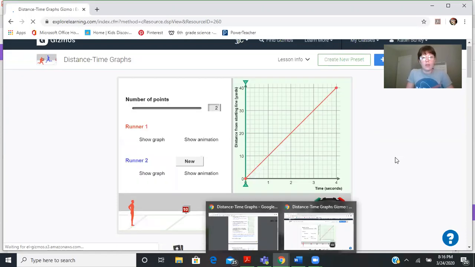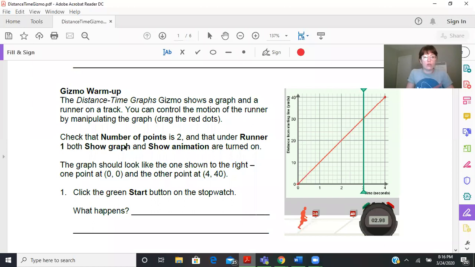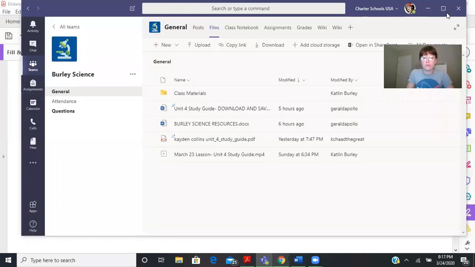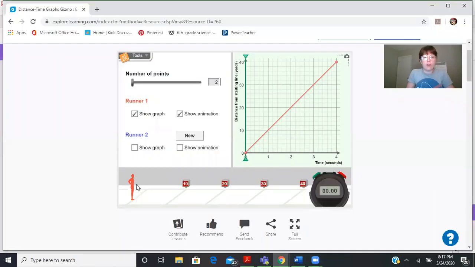Okay. So our GIZMO says, check that the number of points is 2 and that under runner 1, both show graph and show animation are turned on. So let's double check that. Show graph, show animation, there's my runner. The amount of points is 2. We're good to go. We don't have a second runner, so we don't need to worry about that right now.